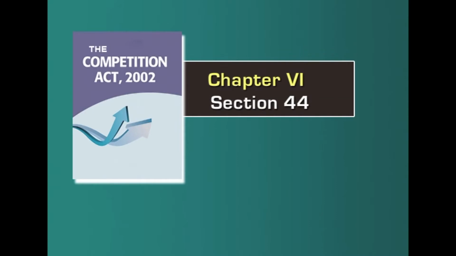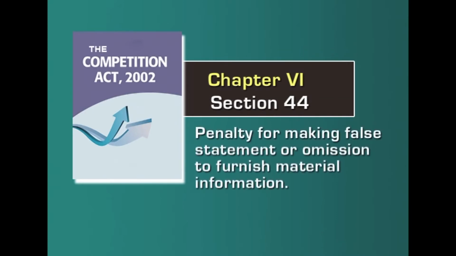Now moving on to 44, a penalty for making false statement or omission to furnish material information. This is also important. If you look at each of the sections, each section is supporting the other and giving strength to the earlier chapters, which are conferring powers upon the Commission.